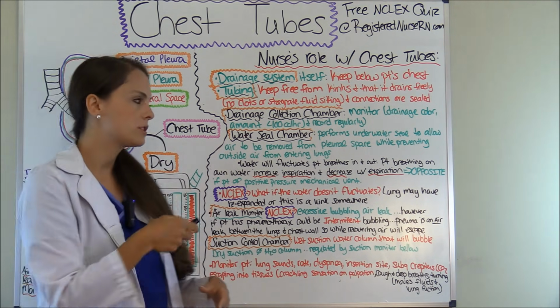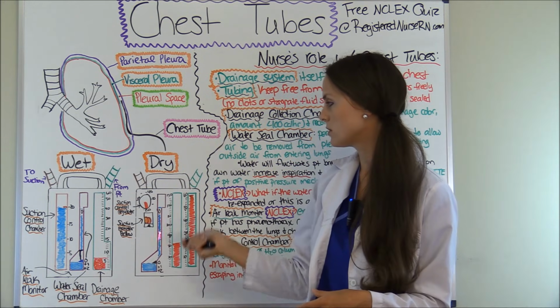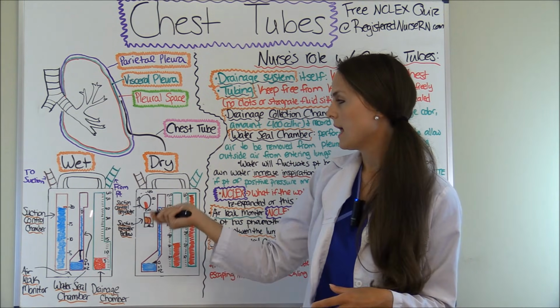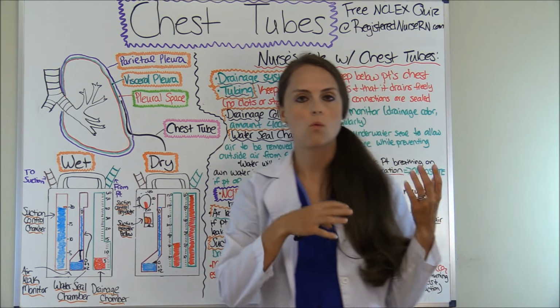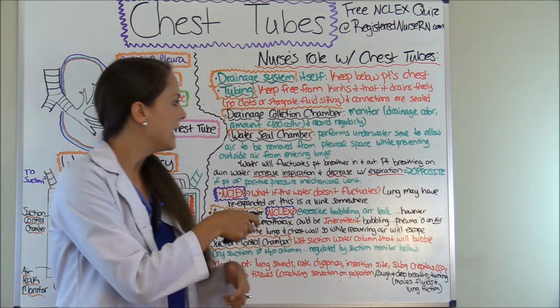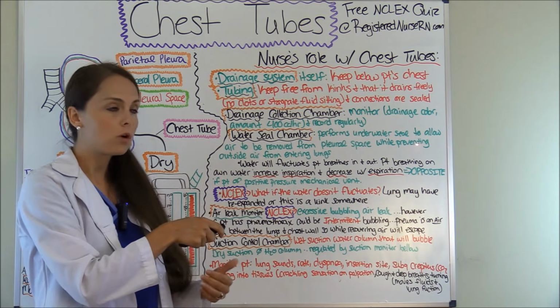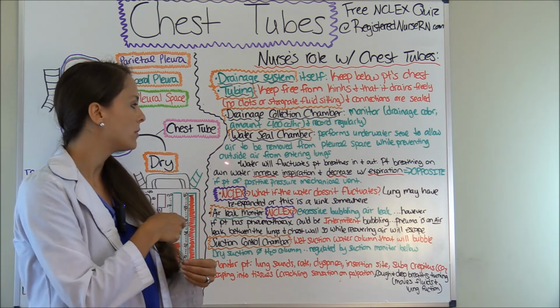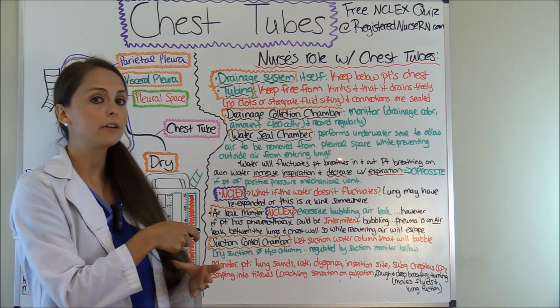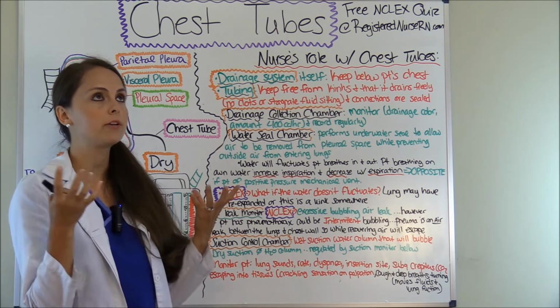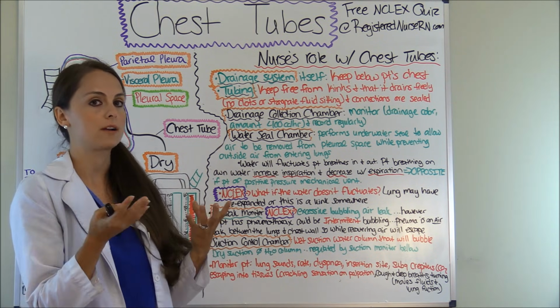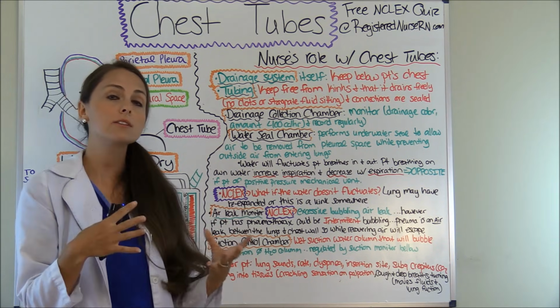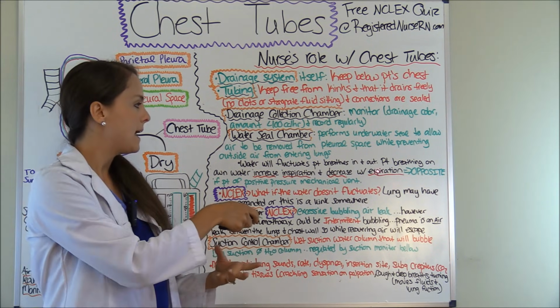Next, the water seal chamber. This is your water seal chamber on the dry suction and on the wet suction. What does the water seal chamber do? It performs an underwater seal to allow air to be removed from the pleural space while preventing outside air from entering into the lungs, because remember, we want to create a negative pressure in there because that's what the lungs like. So that water seal helps us do that.